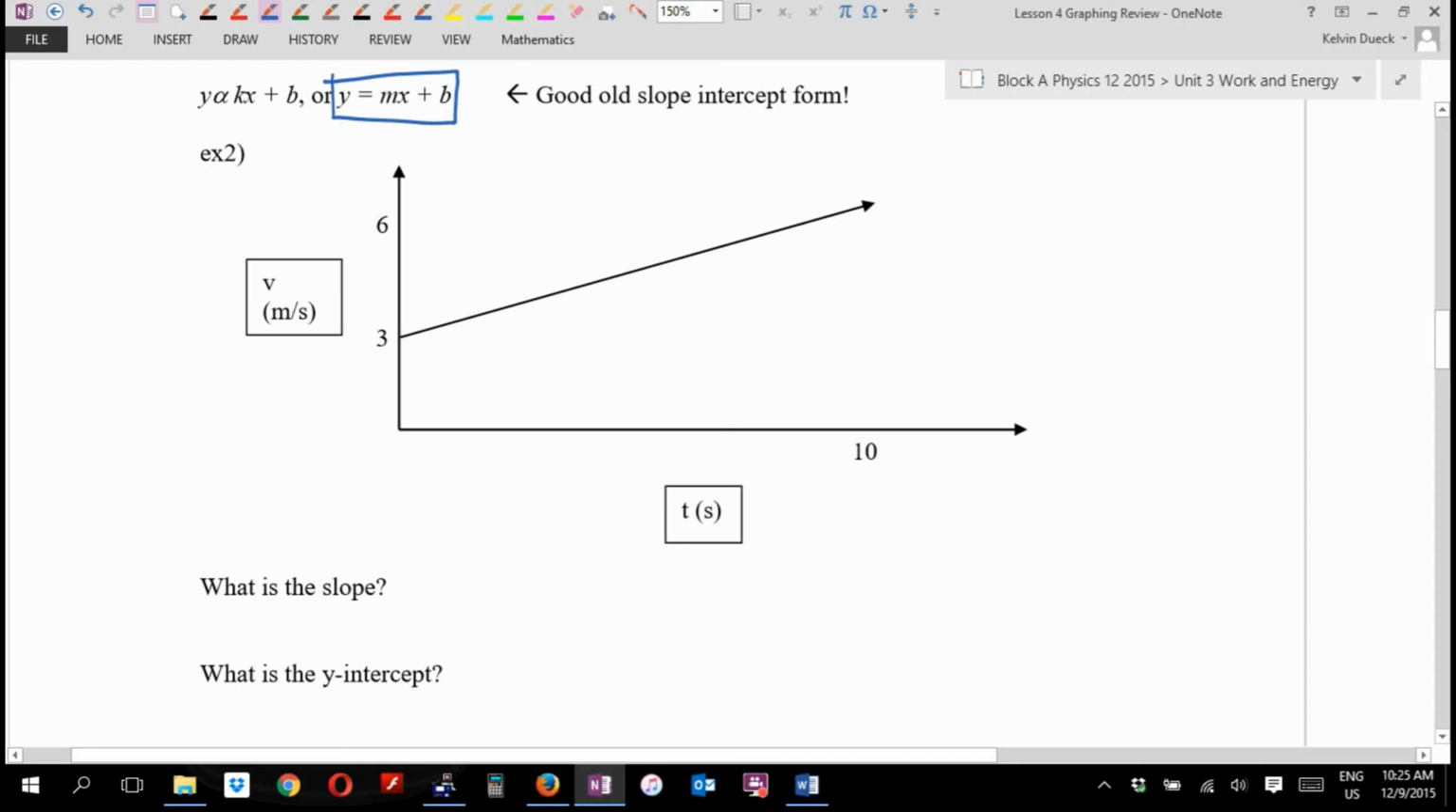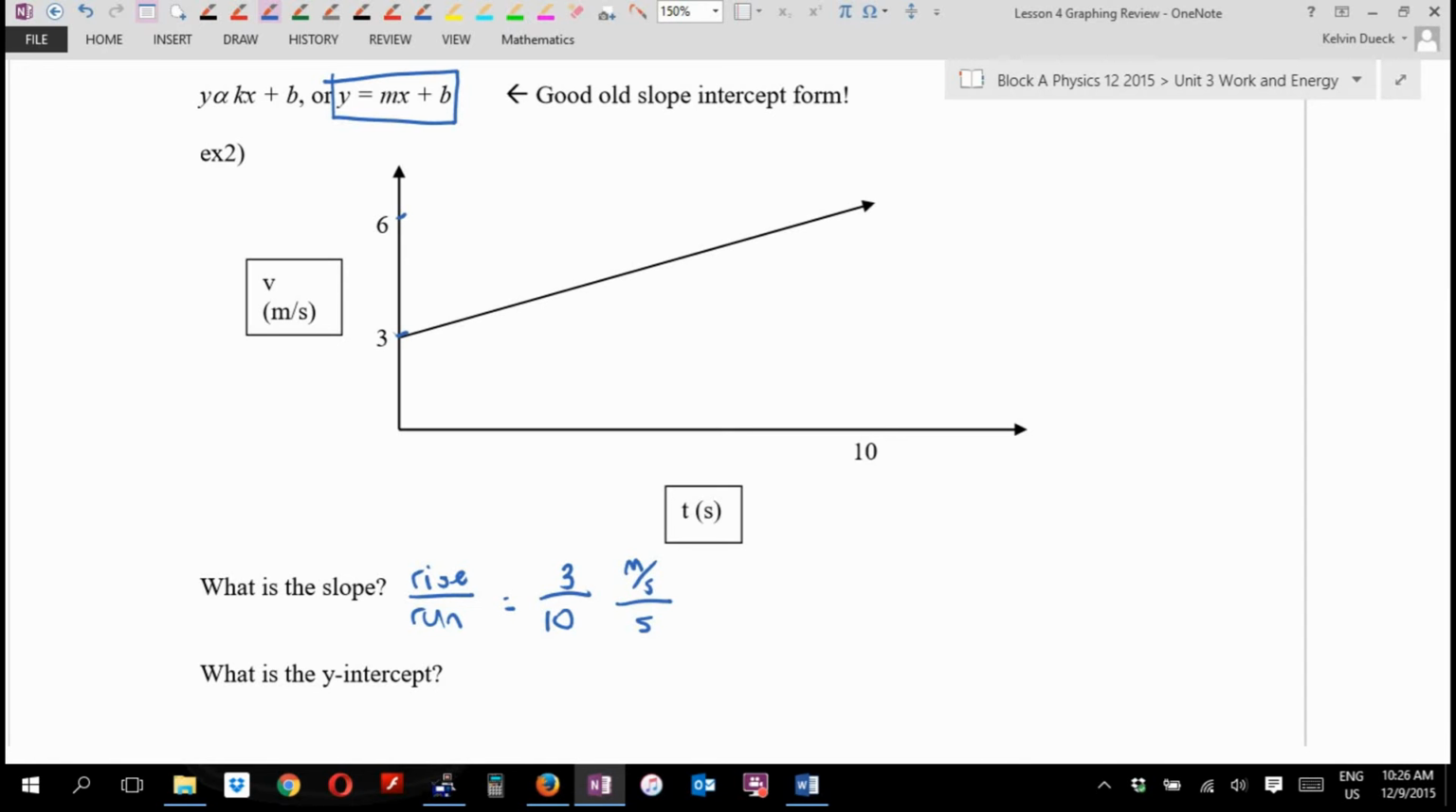What's the slope of this graph? First of all, as a number, what's the slope? Slope is rise over run. What's the rise? 3, not 6, right? 3. What's the run? Units. Well, it's meters per second per second. Or how would I write meters per second per second? What would be a more clever way to write that? Meters per second.